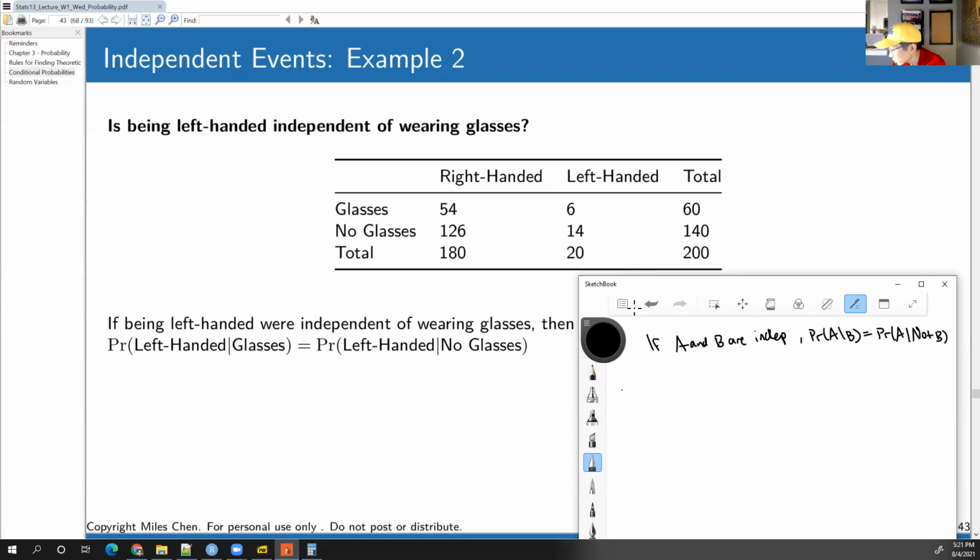So what we're going to do is ask: is the probability that someone is left-handed, which I'm going to abbreviate LH, given glasses, equal to the probability that somebody is left-handed given that they do not wear glasses? If the two values are equal, they are independent. And if they are not equal, they are not independent.